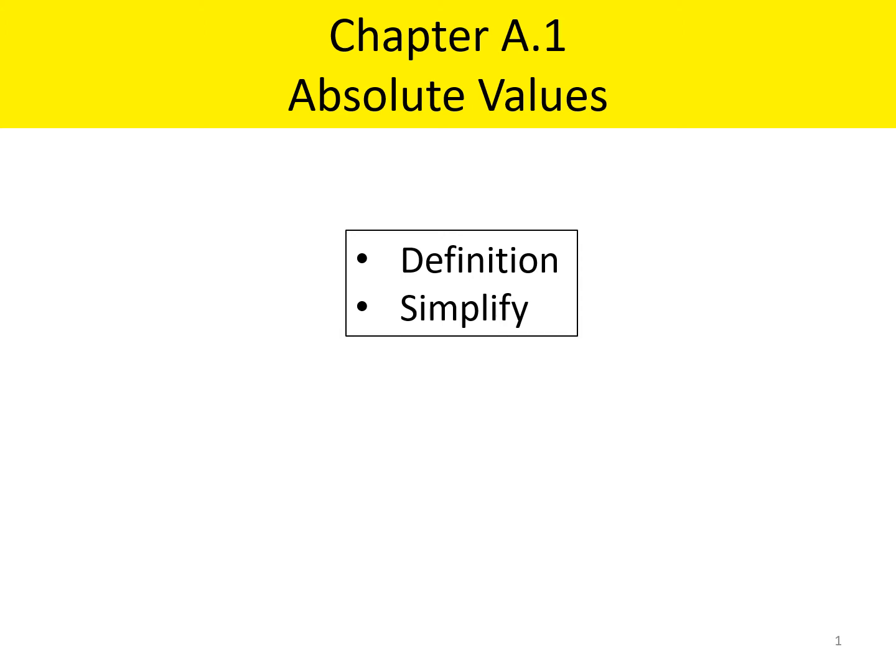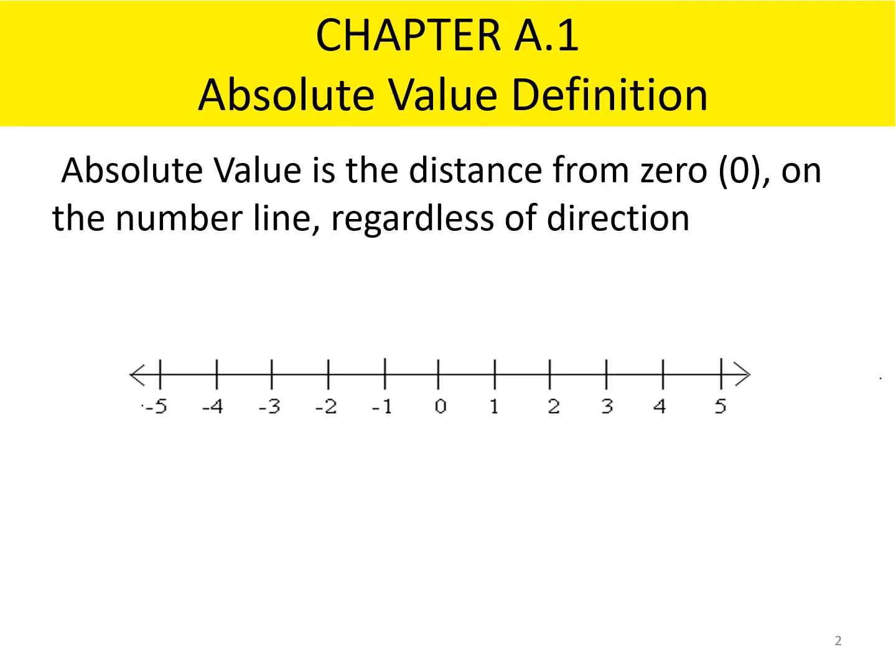Chapter A, Section 1, Absolute Values, Definition and Simplify. The definition of absolute value is the distance from zero on the number line, regardless of direction.